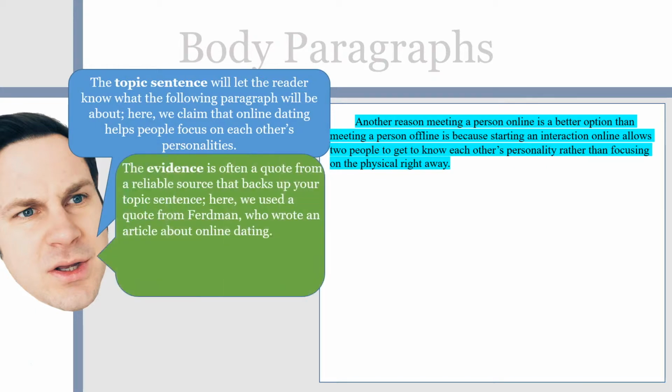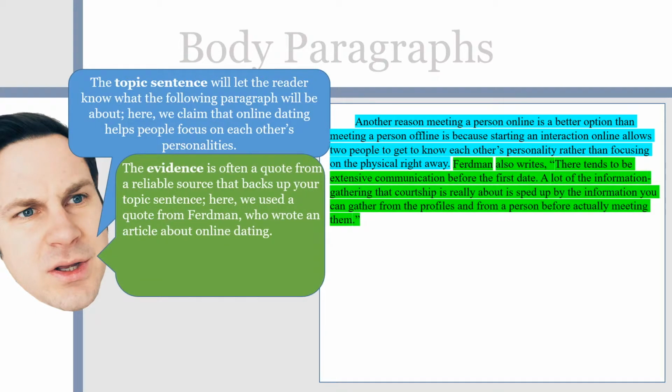Next, we have the evidence. The evidence is sometimes a quote or a paraphrase from a reliable source, or it could also be a personal experience. Either way, it's going to back up your topic sentence. Here, we used a quote from Ferdman, who wrote an article about online dating. Ferdman also writes, "There tends to be extensive communication before the first date. A lot of the information gathering that courtship is really about is sped up by the information you can gather from the profiles and from a person before actually meeting them."